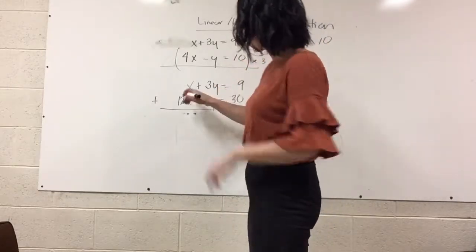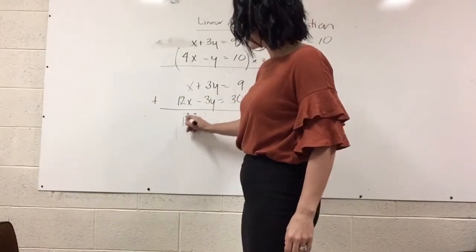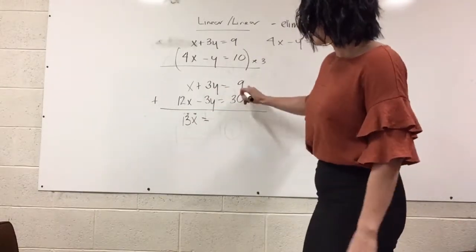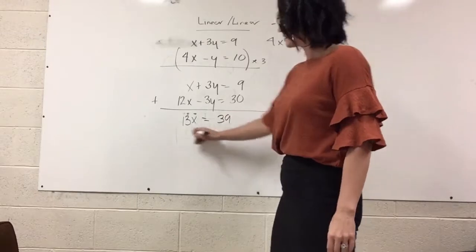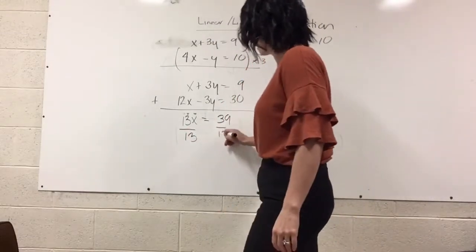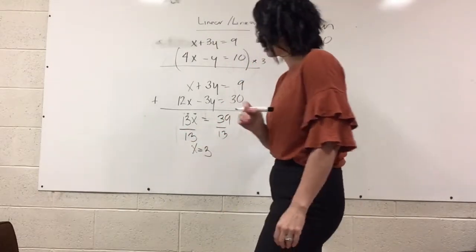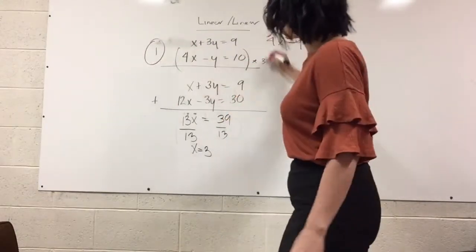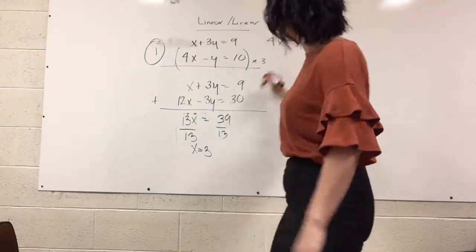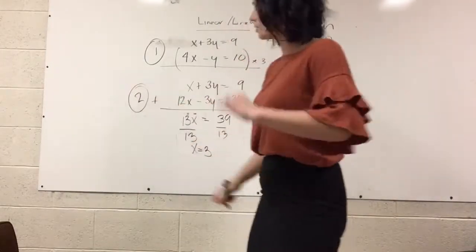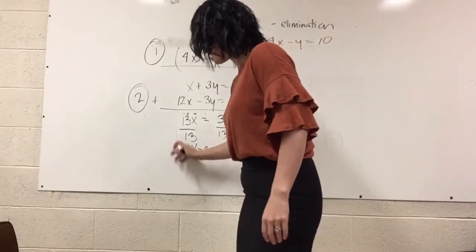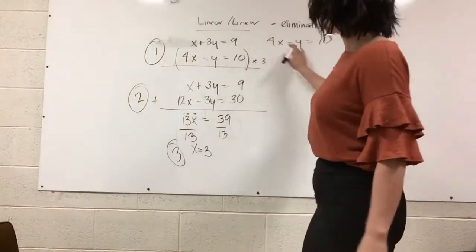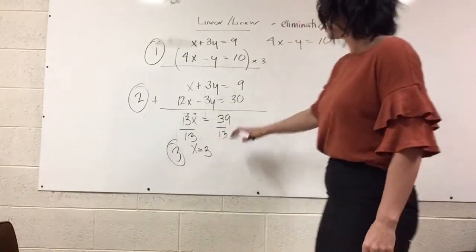So then I add x's with x's, so x plus 12x is 13x, 3y minus 3y, 0 y's, 9 plus 30 is 39. Divide both sides by 13, x equals 3. So my first step when I'm doing elimination is to put one equation on top of the other. My next step is to scale one or both of the equations. My next step is to then eliminate one and solve for either x or y. And then I pick one of these two equations to plug this back into to solve for y.